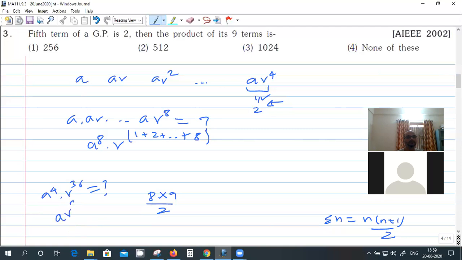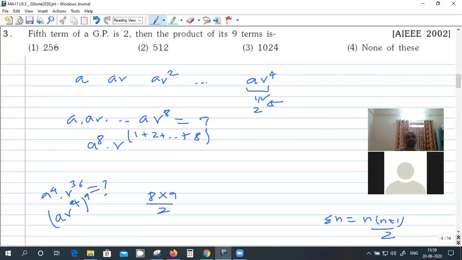This you can write as a into r raised to the power 8 into 9 divided by 2. So 9 4s are 36. Okay. 4 times is how much? 9, right? Fifth term is a r raised to the power 4. Okay, it's trivial, no? a into r raised to the power 4, to the power 9.